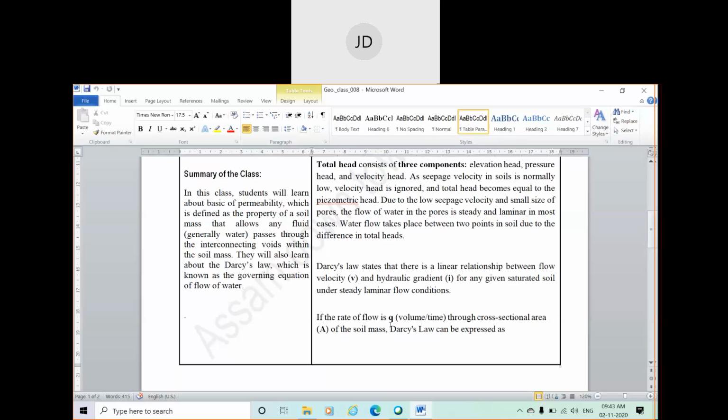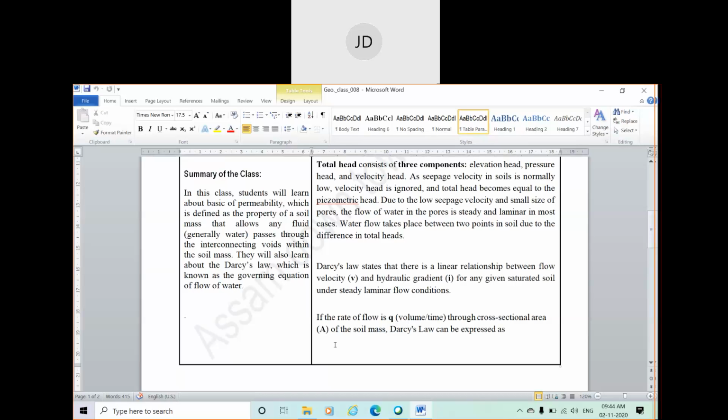Rate of flow means meter cube per second, right? The unit of small q is meter cube per second. Meter cube is represented by volume, isn't it? Or you can say volume is represented by meter cube and time is represented by second. So the unit of small q is meter cube per second.